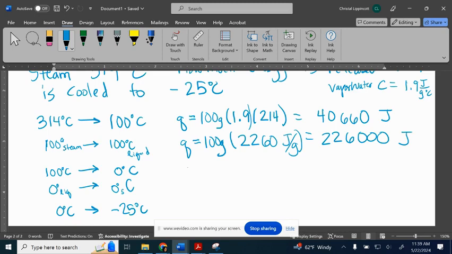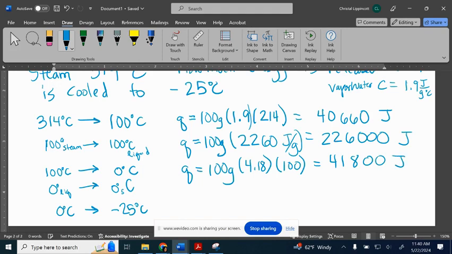Next up, I need to take this and I need to convert this down. So this is 100 grams. Specific heat of water, you guys have been working on that lately, so you know that. And this is cooling 100 degrees. So I end up with 41800, and that's going to be joules.